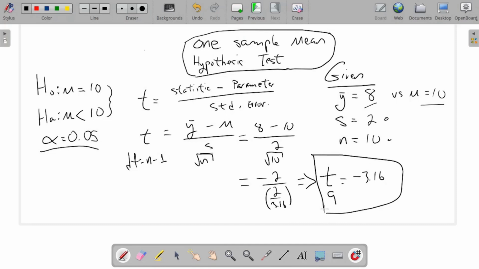And this, by the way, is how you would report the distribution of the test statistic under the null hypothesis if you were asked to do so.